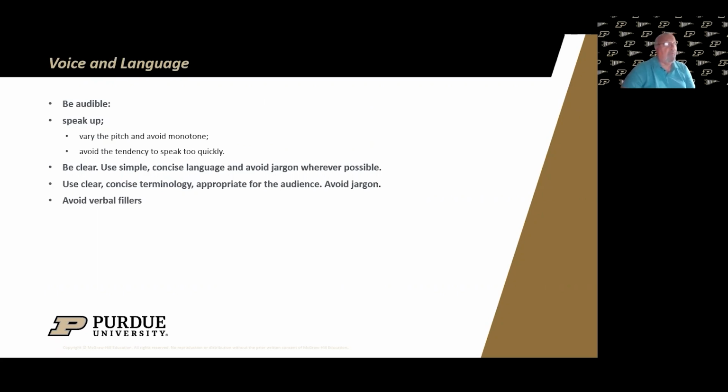Your voice and language. Speak up. Don't mumble and talk real low, but speak up. Vary the pitch while you're talking. Okay. Avoid the tendency to speak too quickly. That's a critical piece of it.